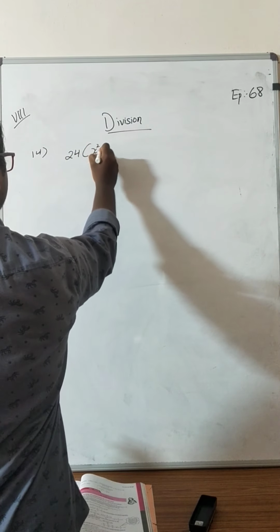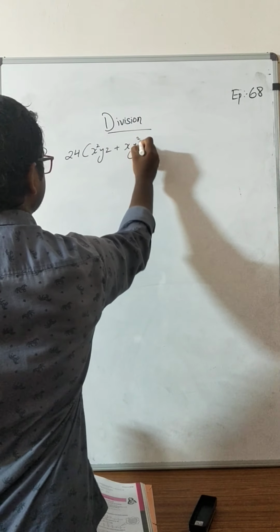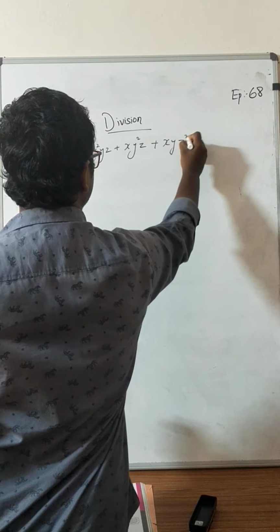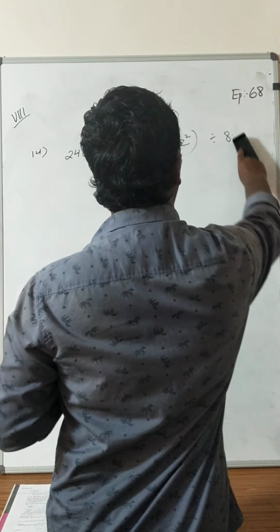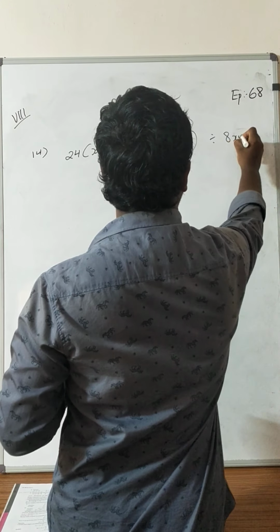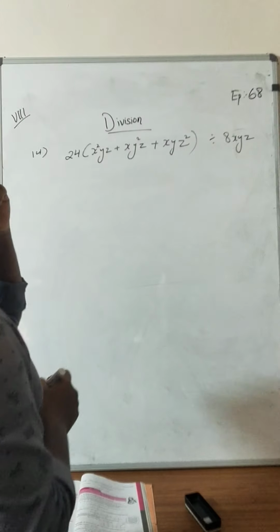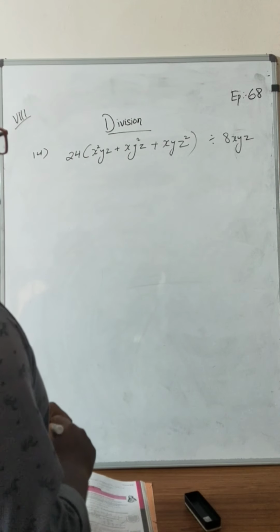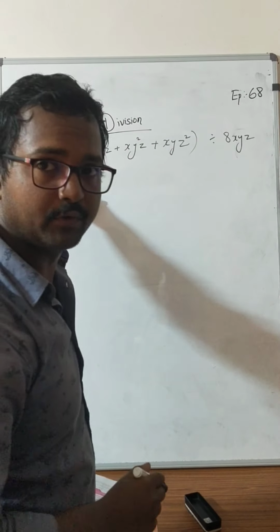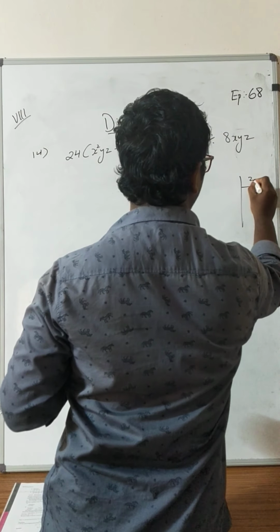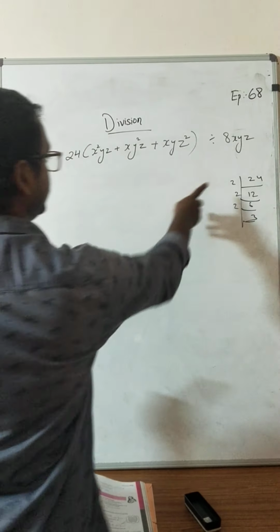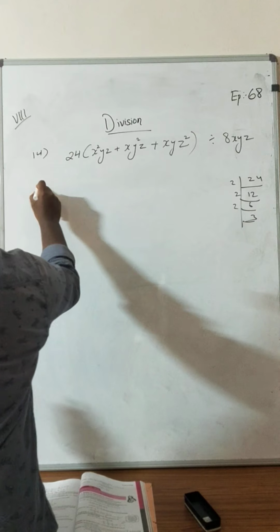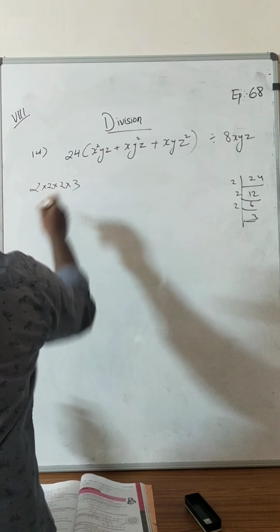24 (x square yz plus x y square z plus x y z square) divided with 8xyz. So see here, let us find the factors of 24. Factors of 24 are 2, 12, 2, 6, 2, 3. 2 into 2 is 4, 4 into 2 is 8, 8 into 3 is 24. So 2 into 2 into 2 into 3.